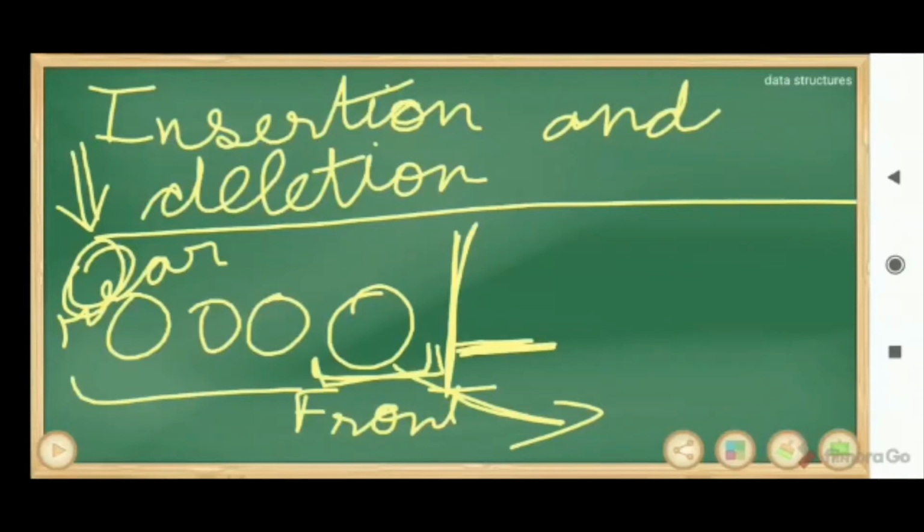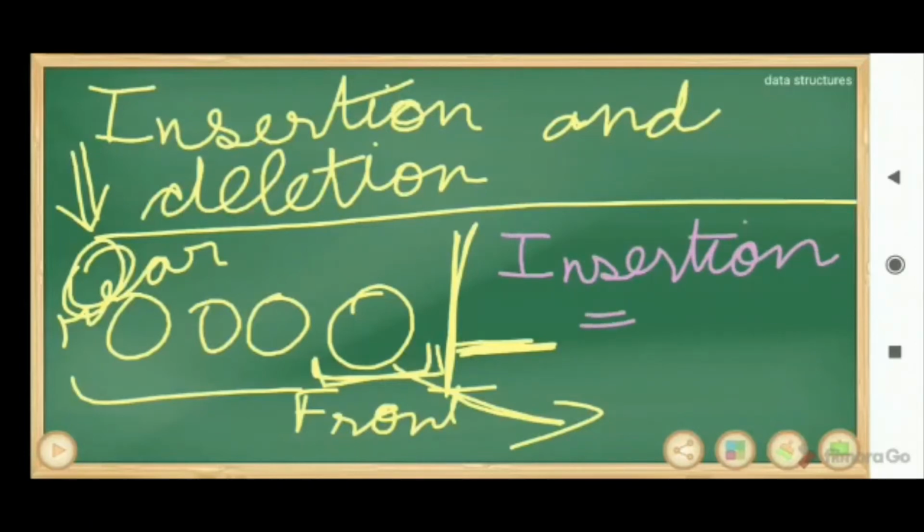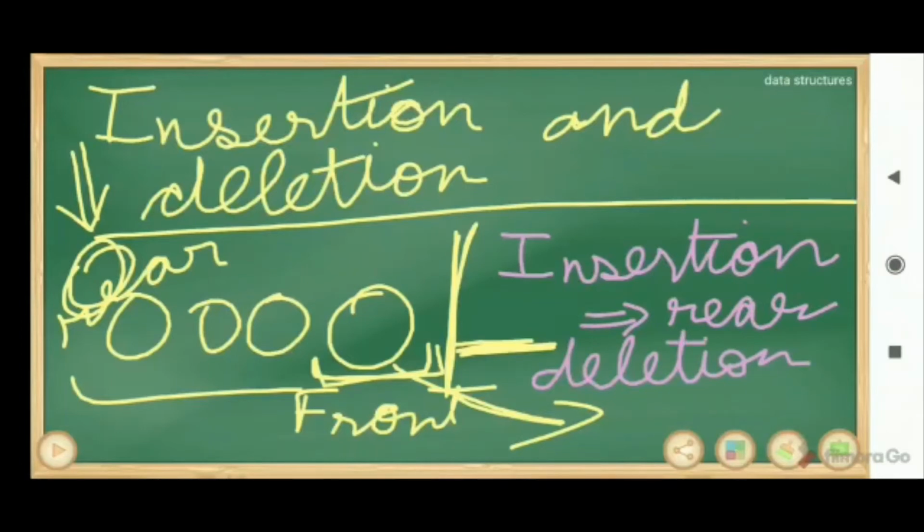So we can say that insertion is at the rear of the queue and deletion is at the front. So this is the concept of insertion and deletion in queue.